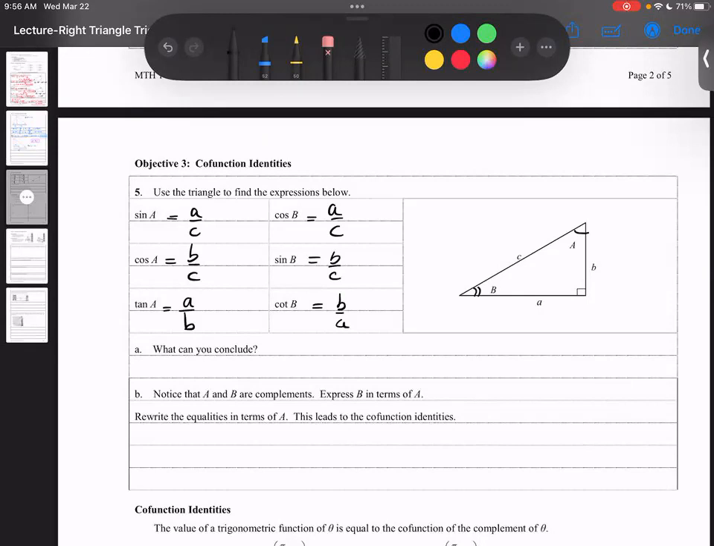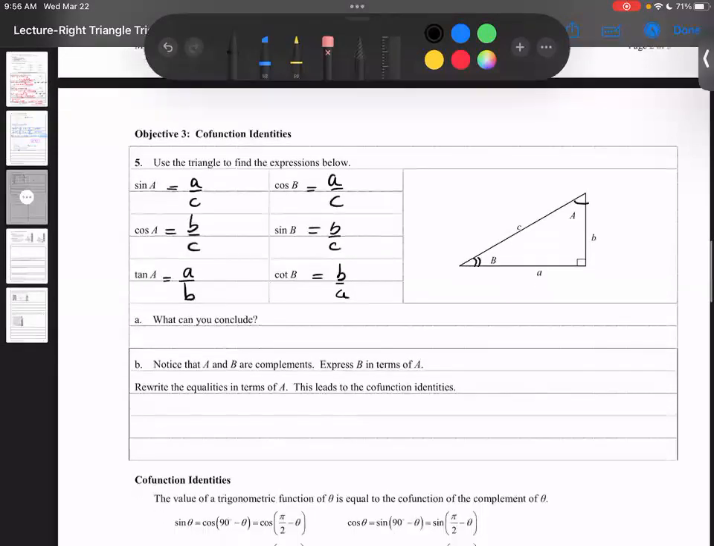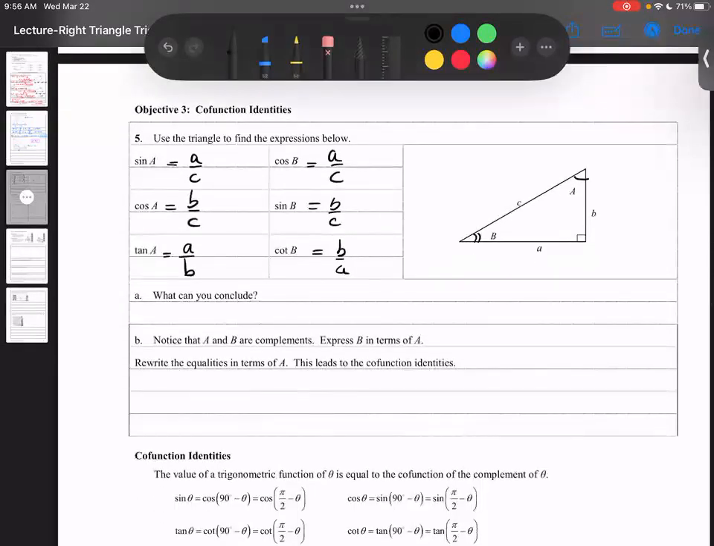What can you conclude? If you look at what we just did, I see that sine A is equivalent to cosine B. Yes, they both equal A over C. And then cosine A is equivalent to sine B. And then tangent A is equivalent to cotangent B.